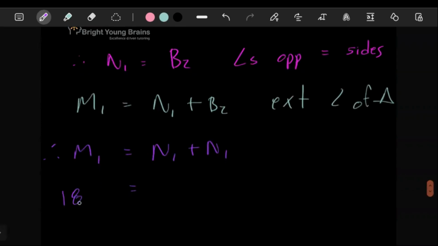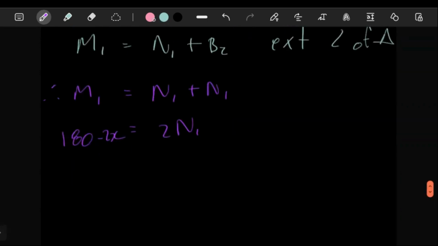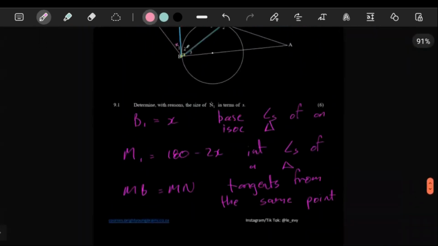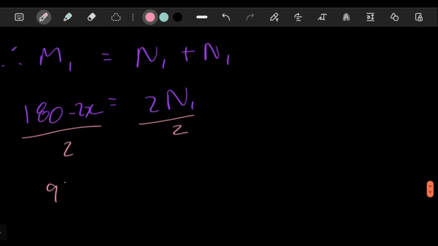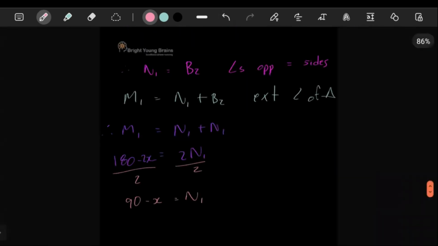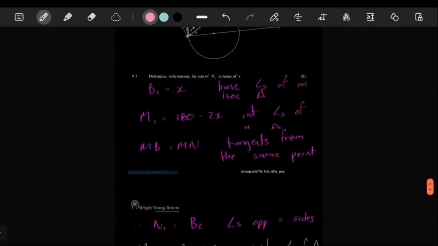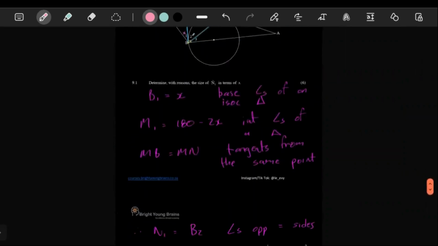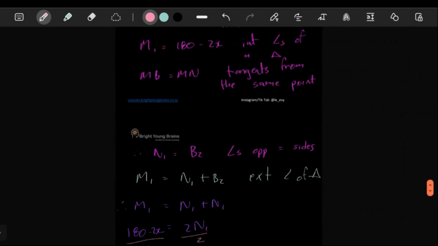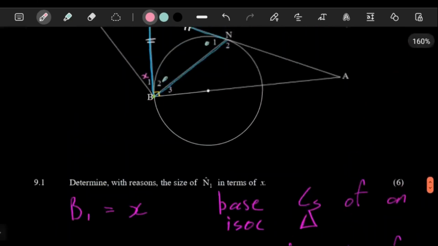This, we know it's 180 degrees minus 2x. N1 plus N1 is 2N1. Divide both sides by 2. We're going to have here 90 minus x. That's what N1 is equal to in terms of x. So it's a 6-mark question because you can see it's a lot of writing. But maybe if you wrote a bit less, you'd still get your 6 marks as long as the process is the same. But you might as well just write all of it.